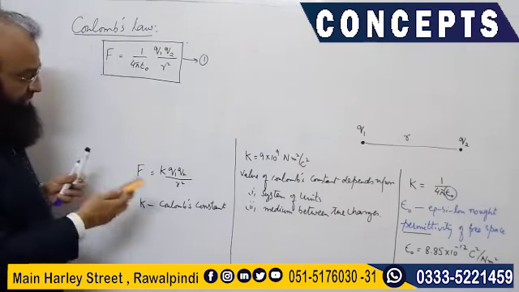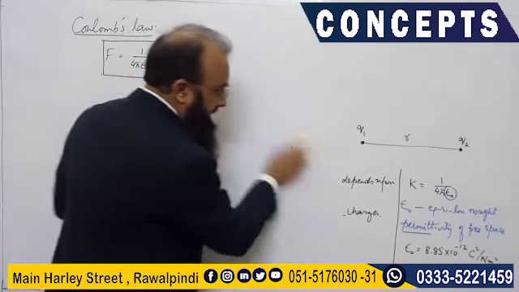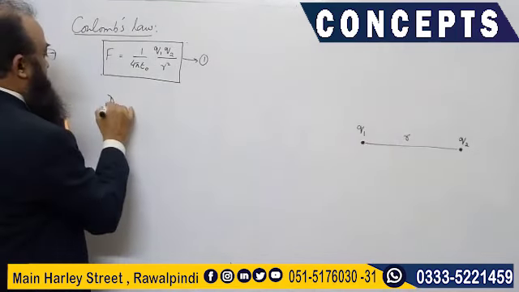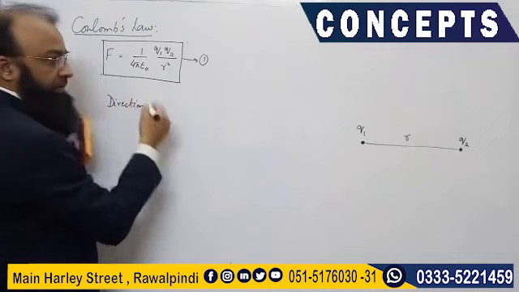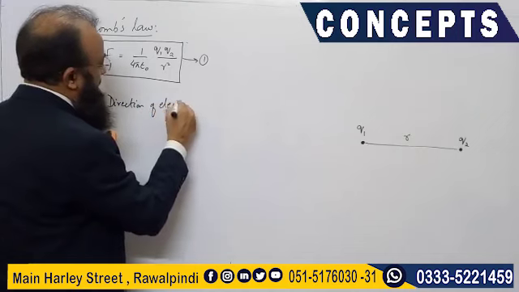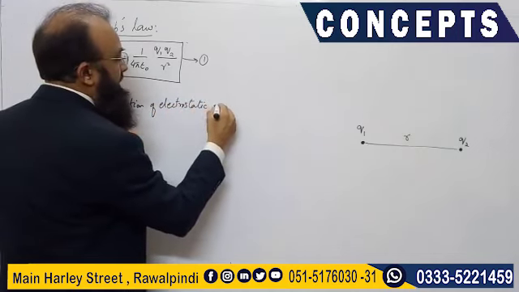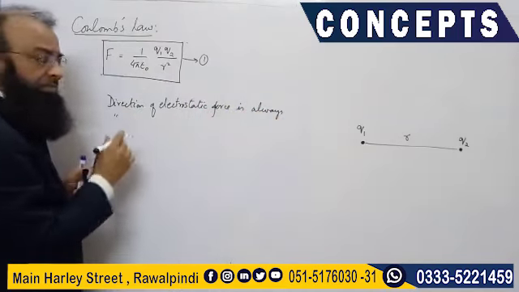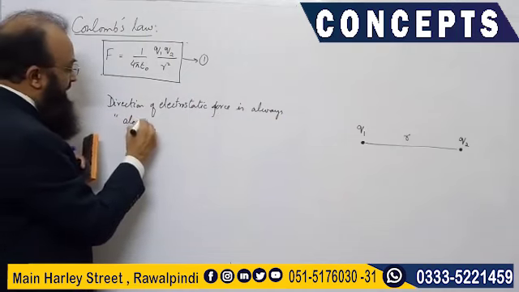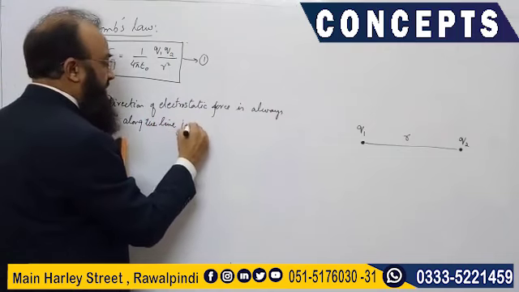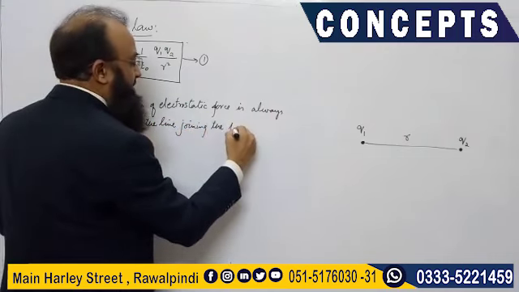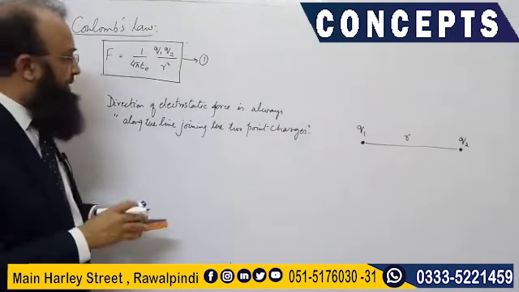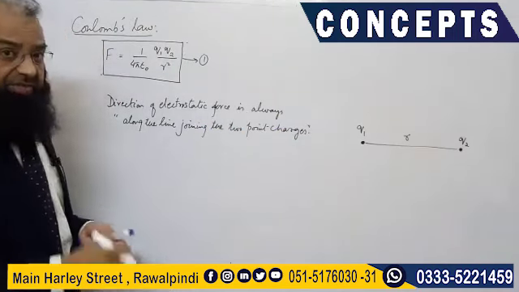So the direction of this force is given by, if I write a sentence for that, that will do nicely. Direction of electrostatic force: as you know, that force is a vector quantity, so it requires a certain direction. So the direction of electrostatic force is always, this is very important, remember this, always along the line joining the two point charges. Very important sentence.